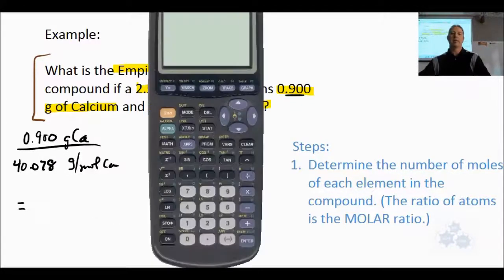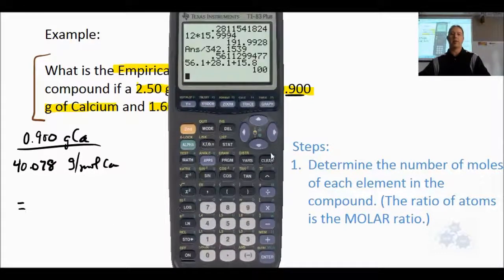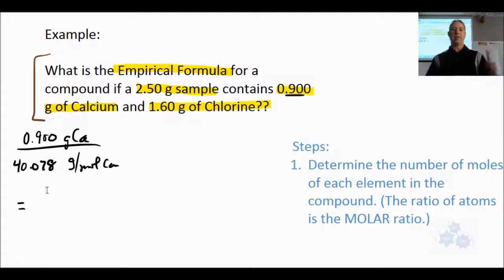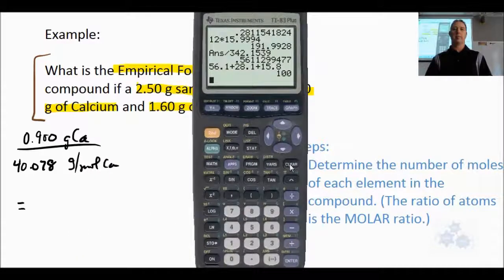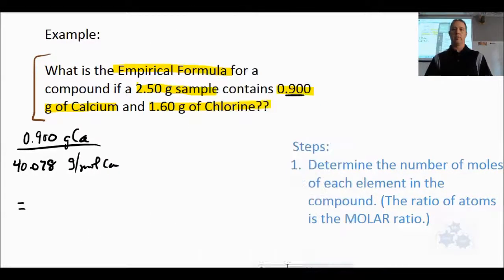So when we do that, get your calculator out. We're going to do 0.9 divided by 40.078. Oh, why is this not working? Okay, a little malfunction at the junction here. So you guys go ahead and do that on your calculator. Everybody got it? What's the answer there? As I restart my calculator. Oh wow. Okay, something's messed up with my calculator.